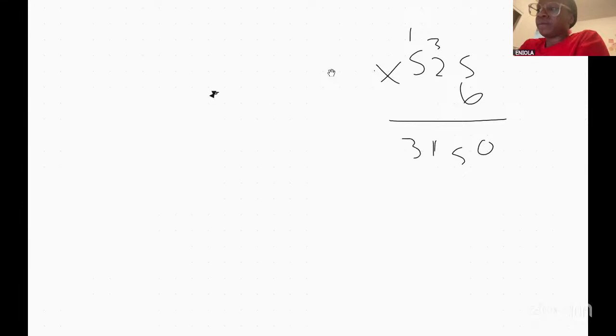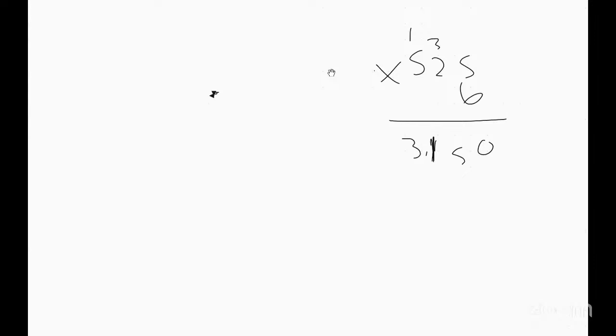3,150. Okay, good. So the next thing to do is to calculate 8% of 3,150. So that would be 8 over 100 times 3,150.